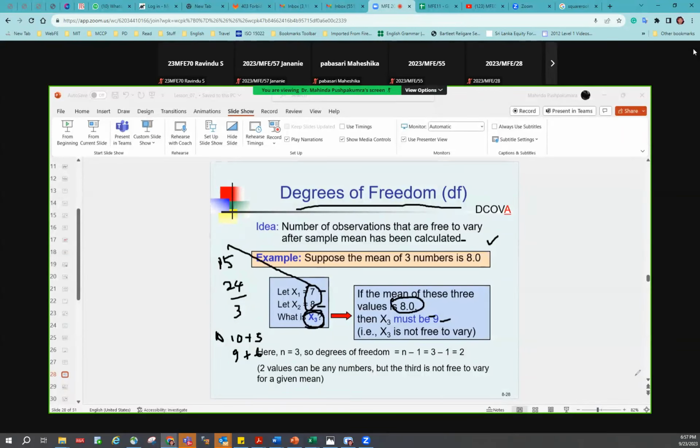Did you get the point? This we call degrees of freedom. If the sample size is 10, then 9 values can take any value, but the last value can't change if you want to keep your sample mean the same value. You got the point? Yes, sir.